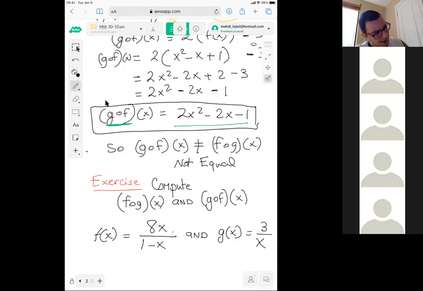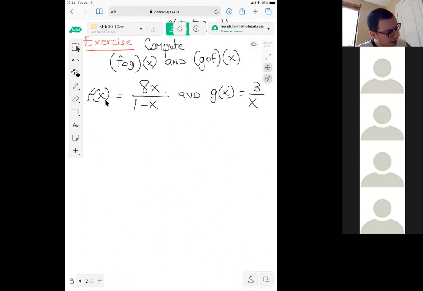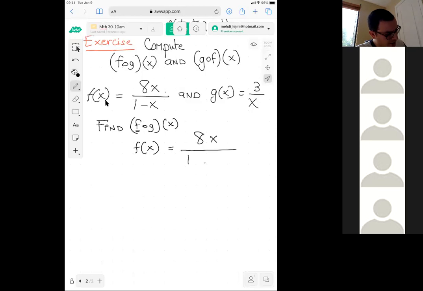Right. So let's start with the f composed with g. So we want to find f composed with g of x. So you have f first, right? So what you do is you write down f. So here's my f. It's 8x over 1 minus x.